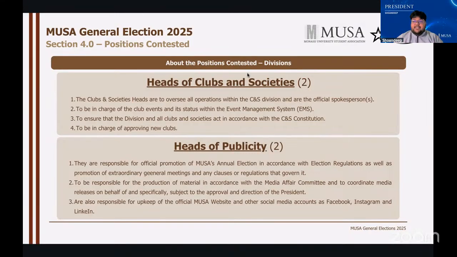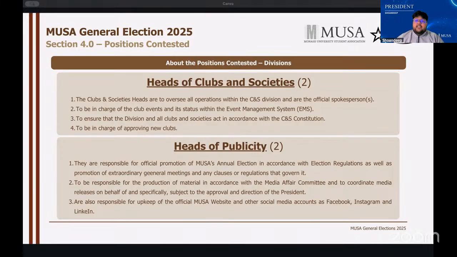Next is publicity. They are in charge of everything to do with the MUSA official page, social media, and making sure that publications within the association are in order. So one of the key things is also the promotion for the annual elections.